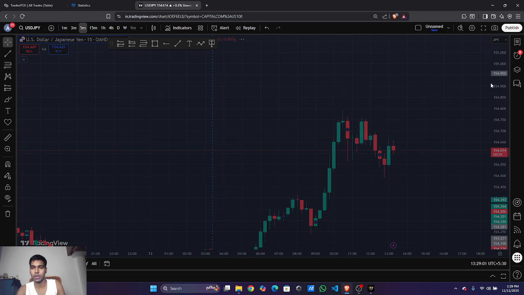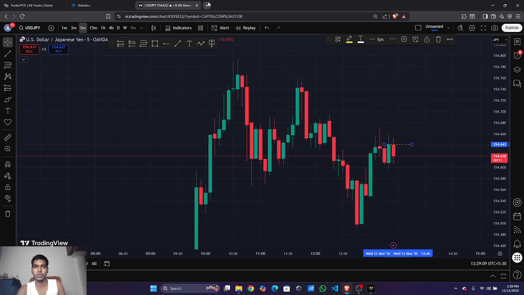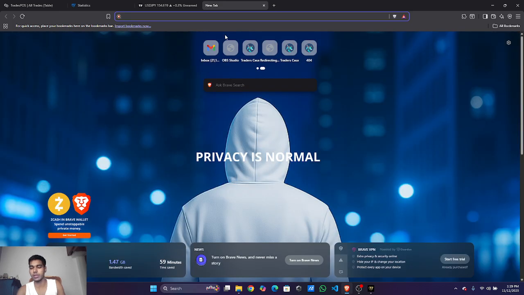Nice. Yeah, there is an easy trade in JPY. We just need a break of this zone and we can enter in 3 minutes. 3 minute break of structure. Easy.